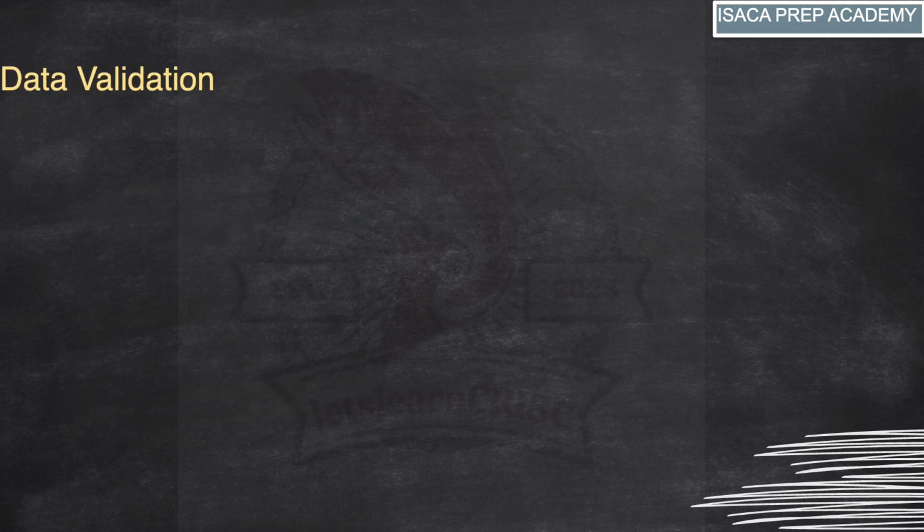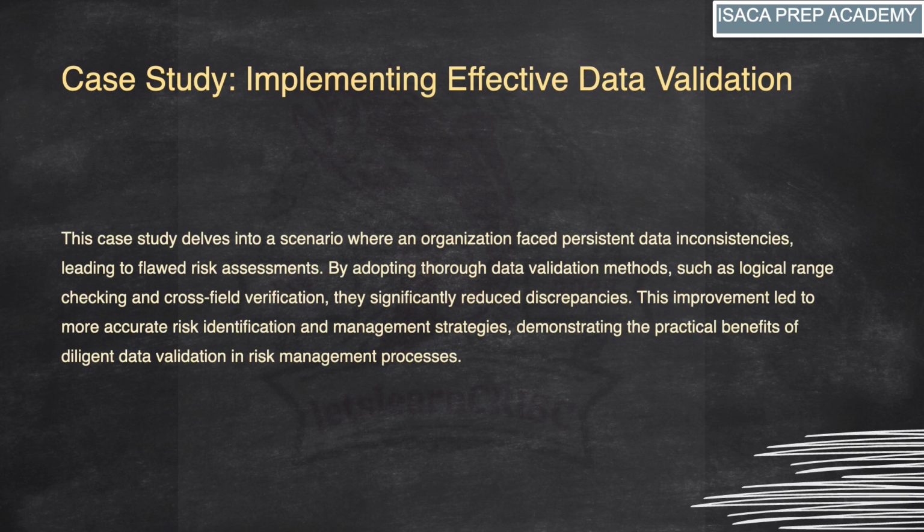Moving next, we'll understand about some case studies, that is implementing effective data validation. Friends, in this case study, an organization encountered recurring data inconsistencies that resulted in flawed risk assessment, and these inconsistencies undermined the organization's ability to accurately identify and manage the risks. And friends, to address this challenge, the organization implemented comprehensive data validation methods, including logical range checking and cross-field verification.